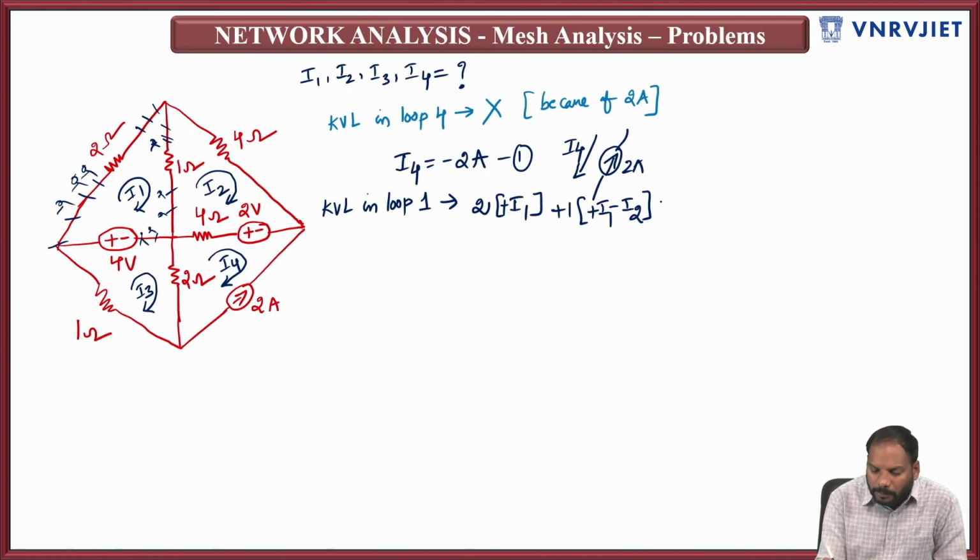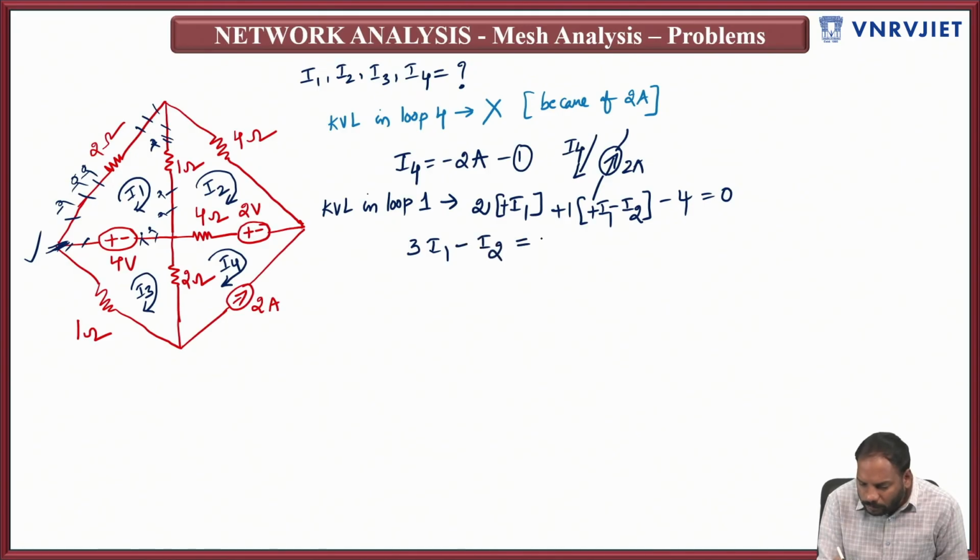You are touching the negative terminal of the battery. Directly it is a voltage now. So take it as minus 4. Then crossing this, and finally you come back to the original position, which is equal to 0. So that means you rearrange the terms: 3I1 minus I2 is equal to 4. So this is equation number 2.